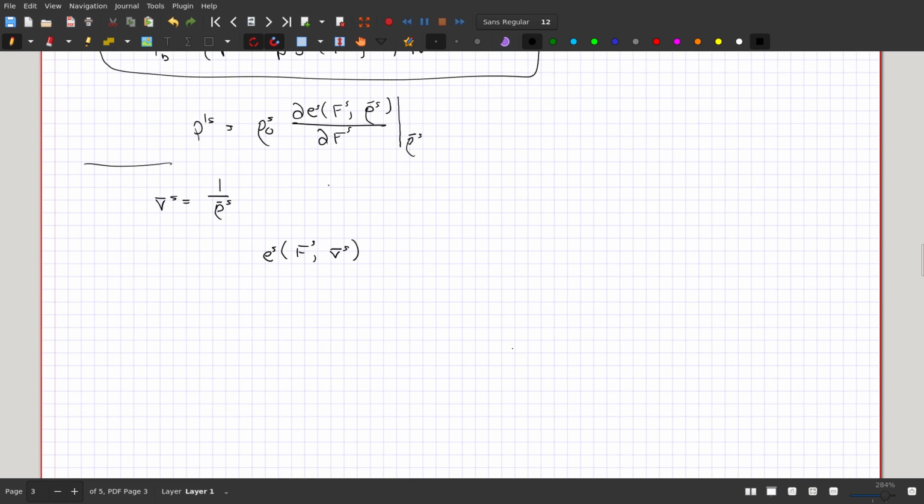All right, so let's compute using this definition. Let's compute the total differential of this energy. So we'll say dE_S is equal to partial E_S partial F_ij of S dF_ij of S plus partial E partial V of S dV.